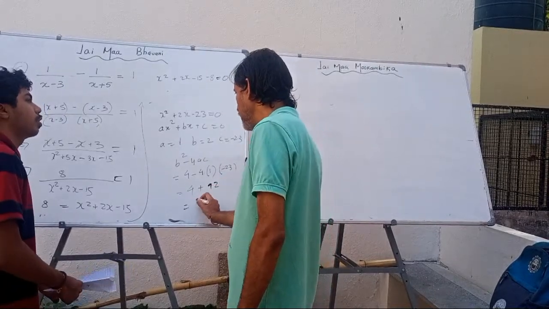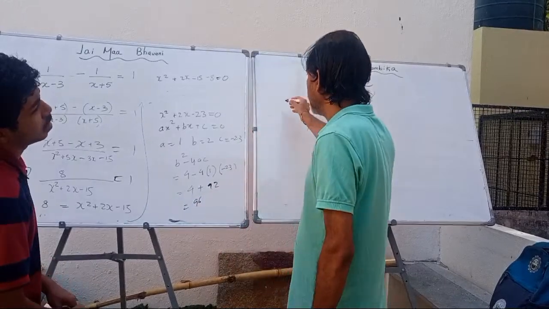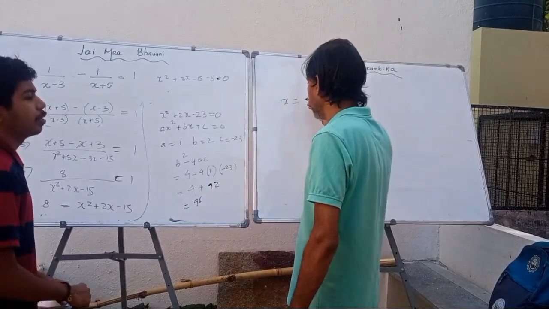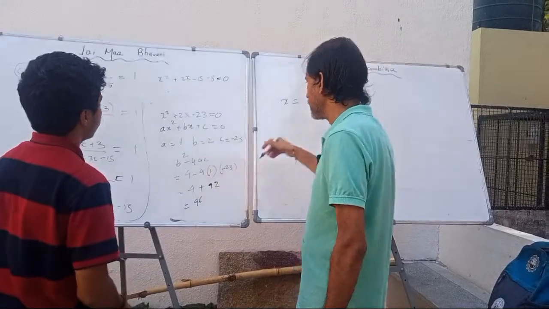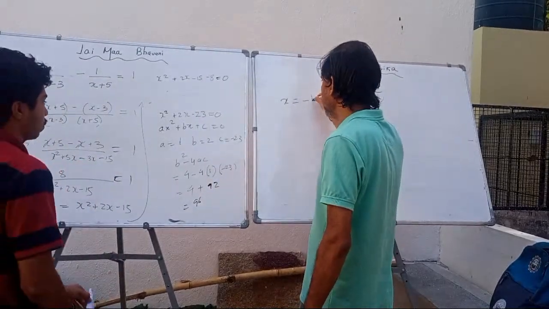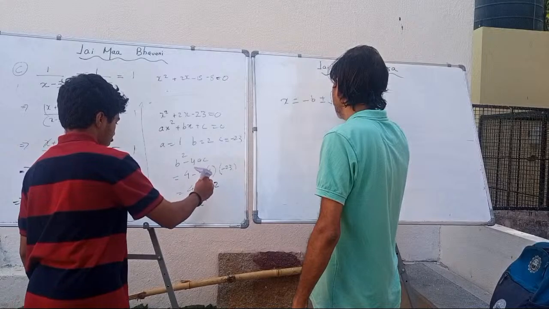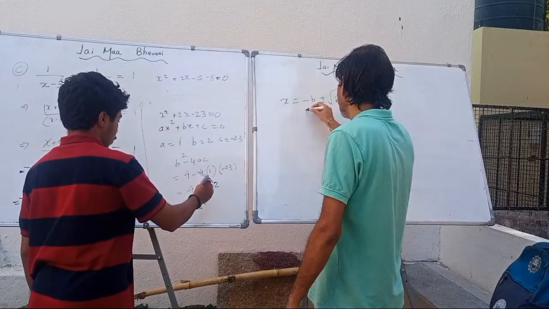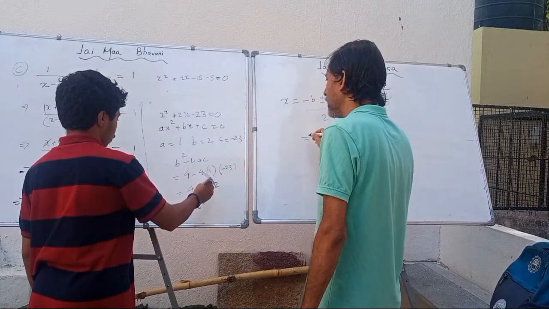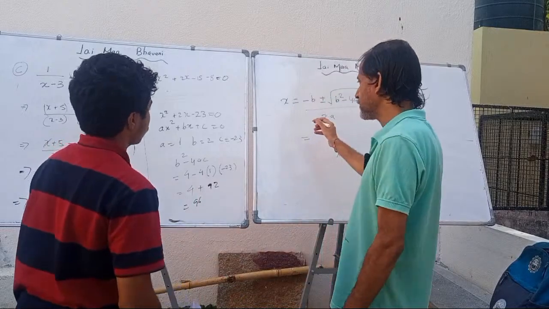92 into 290, 96. Okay, 90. So, yeah, find out. 92 plus 4. So, minus b plus minus square root of b square minus 4ac by 2a. Okay. The third answer is confirmed, but I just want to see.